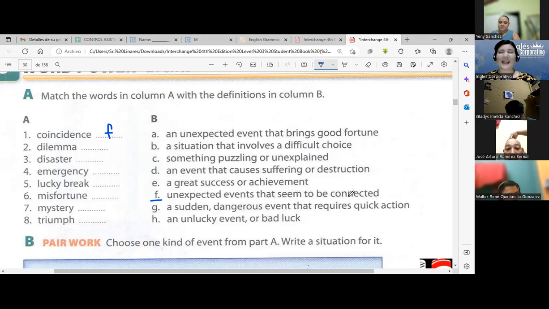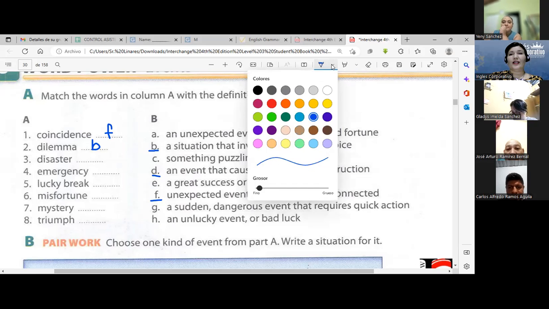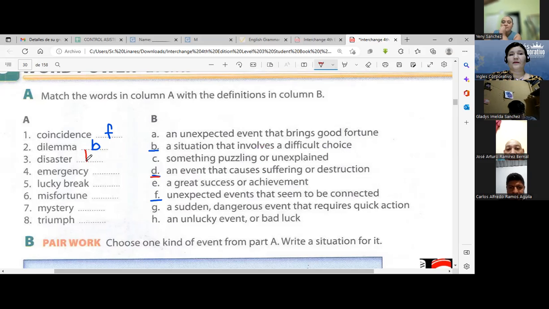Dilemma. What is a dilemma? Letter B. A dilemma, it's a situation that involves a difficult choice. This is a dilemma, right? That you don't know what to do. That you say, like, I don't know, right? Okay. The next one. What is a disaster? Letter D. An event that causes suffering or destruction. That is a disaster, right?